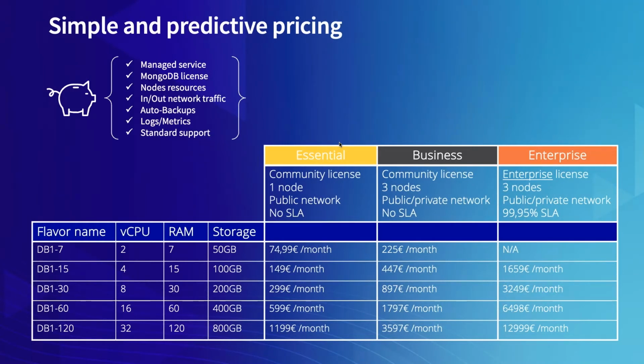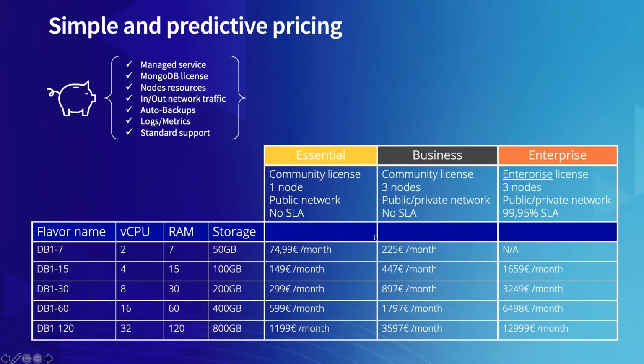If you take the first example, an Essentials cluster with one node, it's 74 euros per month for the managed MongoDB. For Business, as you can see, the price starts at 225 euros. And for Enterprise, since we need to include the price of the license, it's a bit more expensive. So it's 1,659 euros per month. The prices are shown per month, but of course you can keep it for 1 hour if you want to, and you will pay for 1 hour. The price will be shown in the control panel per hour.